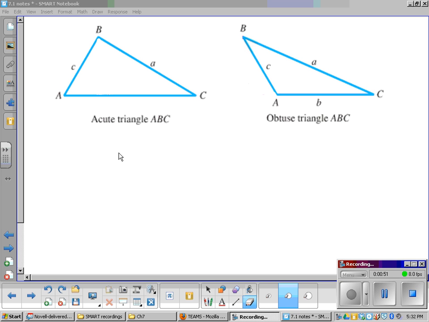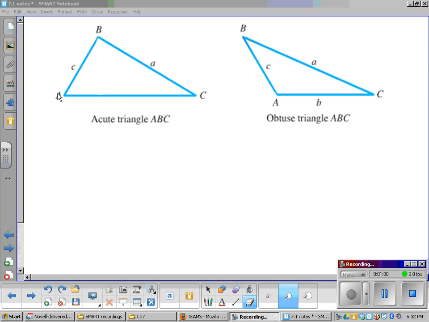You need to start with an oblique triangle. We have an acute oblique triangle here, and we have an obtuse one over here. And it doesn't matter which one you use. I'm going to use the acute triangle, but I'll show you that it doesn't matter, if you use the obtuse triangle, you will get the same result.